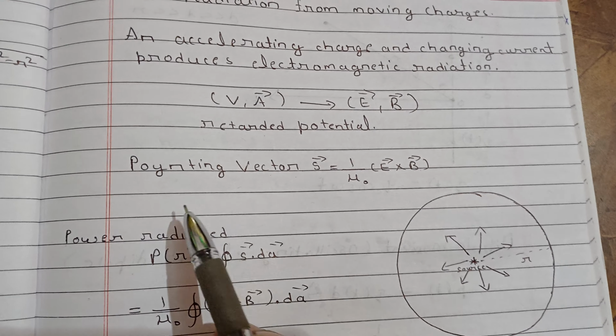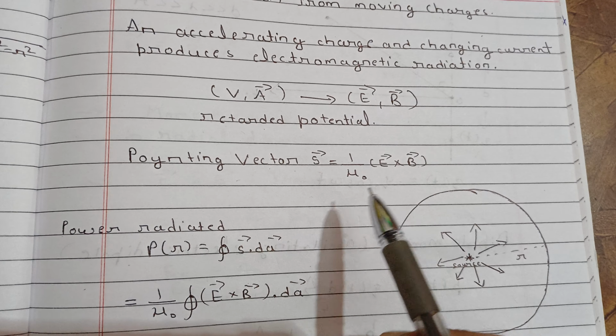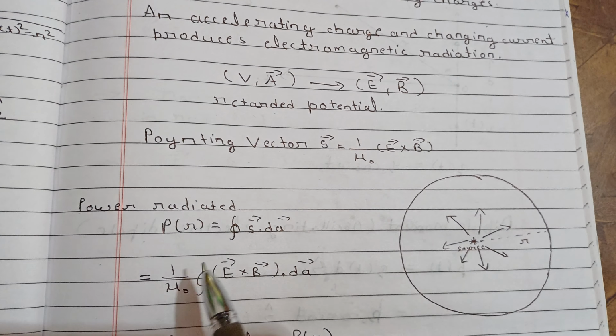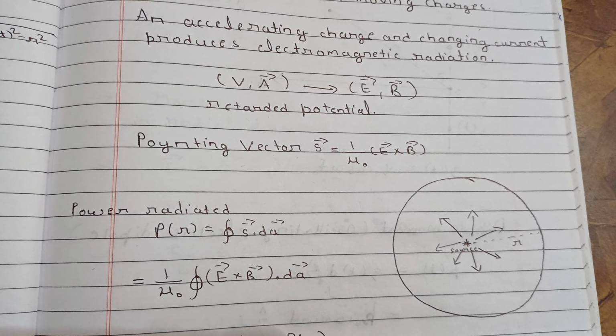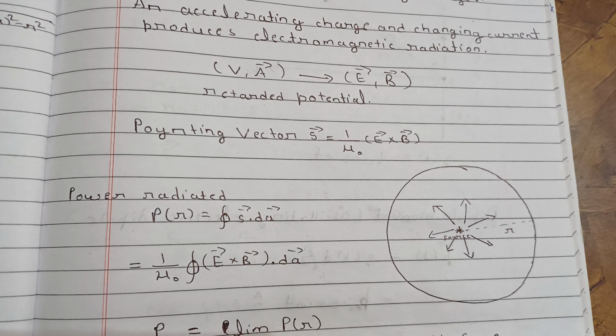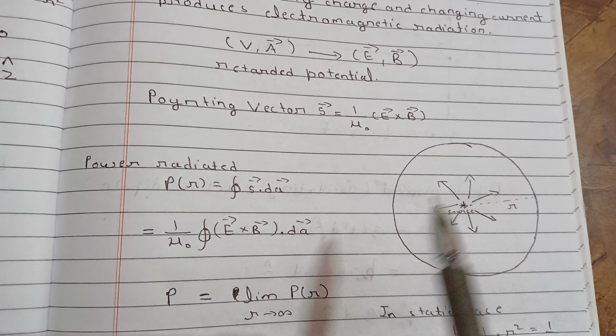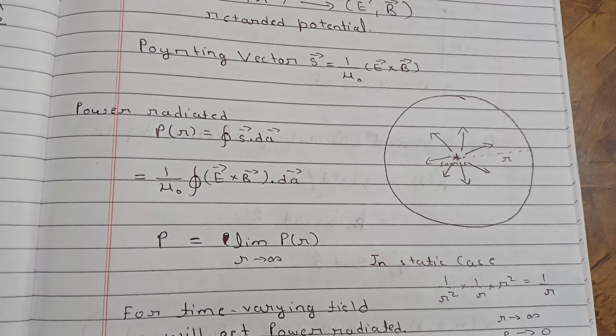And the Poynting vector is nothing but power per unit area. So if you need to find the power, you just need to integrate over the complete area of a sphere. That will give you the power radiated. So it is just S dot dA, where we know S is 1 upon mu naught, E cross B. So this will give you the power radiated. And now let's find the power radiated.